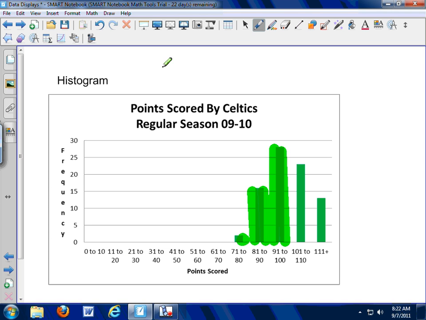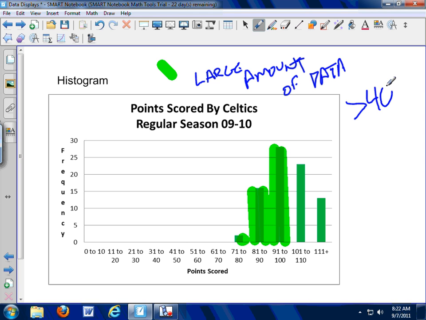So in a histogram, we've got, let's get an actual pen here that works, a large amount of data. That's probably the key feature. Whatever the spread is doesn't really matter, but I've got a large amount of data. Typically, I'll have more than 40 pieces. If I've got more than 40 pieces or around 40 pieces, I'm probably going to jump to a histogram. The spread really isn't that big of a deal, whether it's a large spread or a small spread. The bars touch. That's the key feature there.